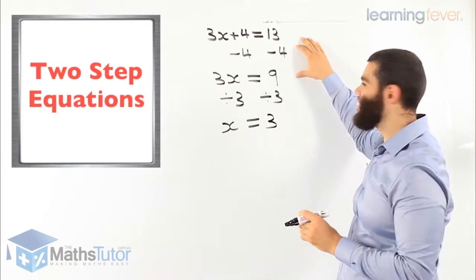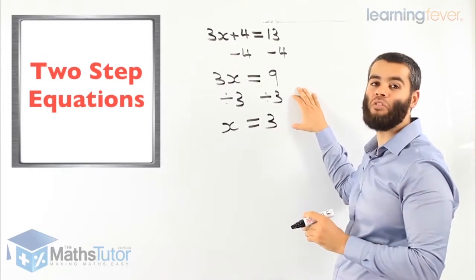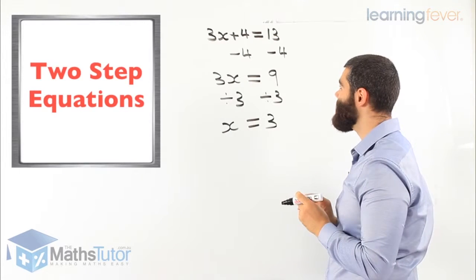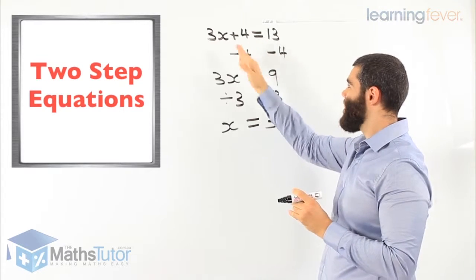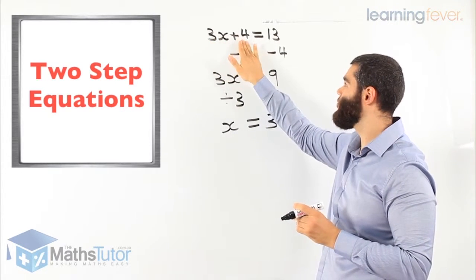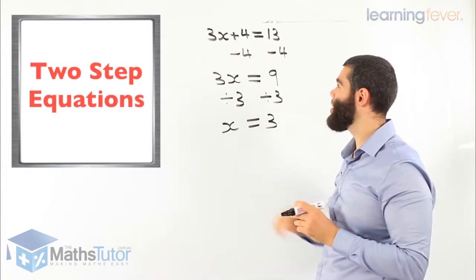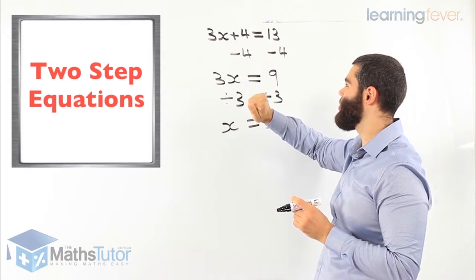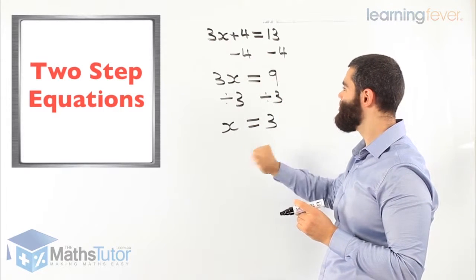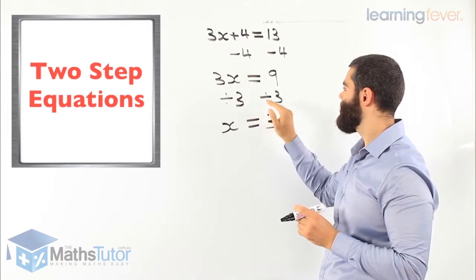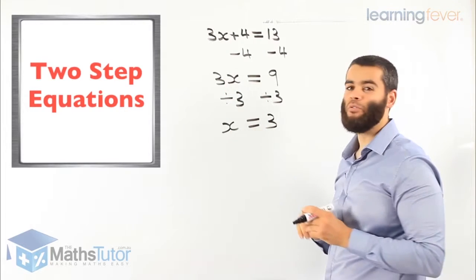Two-step equations. One step and two-step. Very easy. The most important part to know is which one do I actually get rid of first? Do I get rid of the 3 first or the positive 4? Always start with the furthest one away from x. The furthest one away we can see is 4. We started with that one first. Minus 4, minus 4. 3x equals 9, then divide by 3, x equals 3.